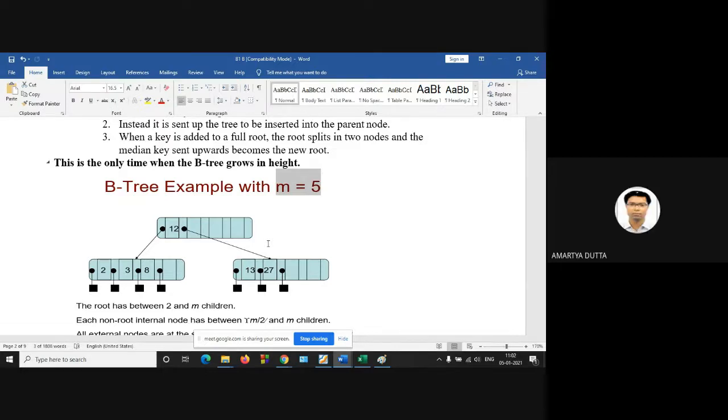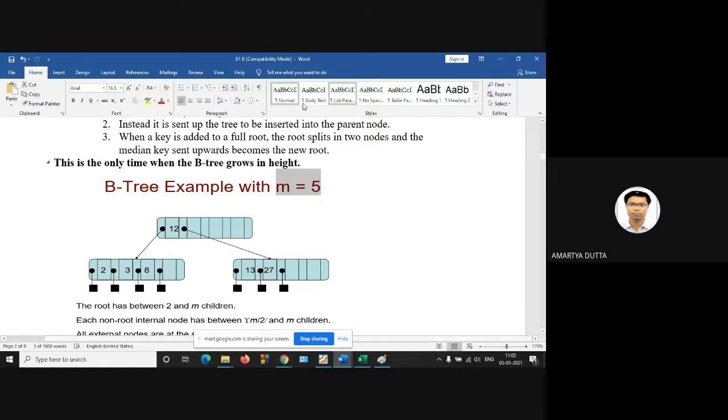But at least how many children will there be? In the root it will be 2, and in the internal nodes it will be the ceiling of m by 2. So for all internal nodes it will be the ceiling of m by 2, but for the root it would be only 2. At most, both the root and internal nodes will contain a maximum of 5.